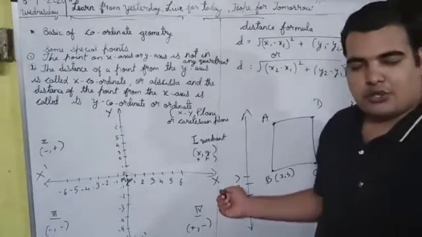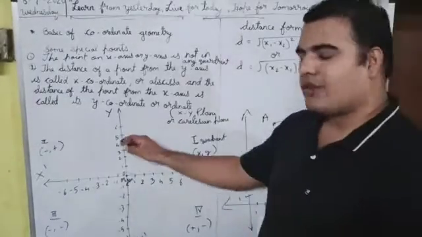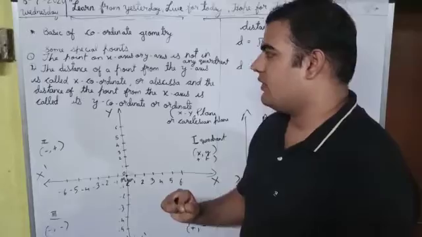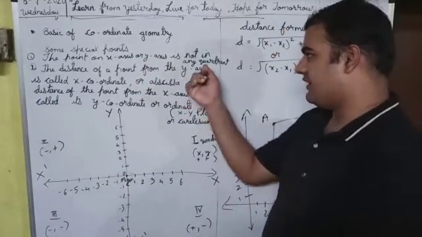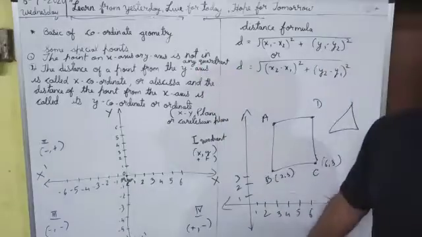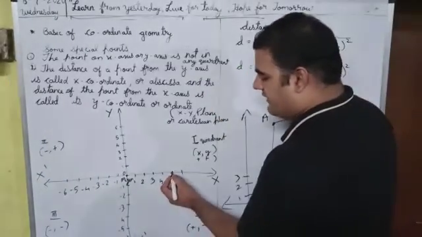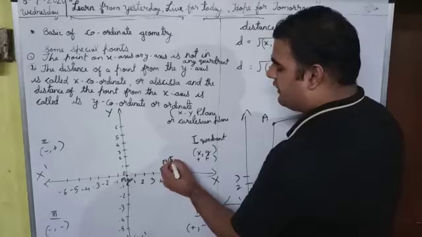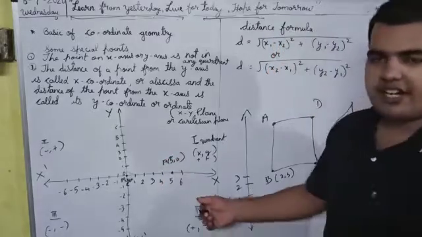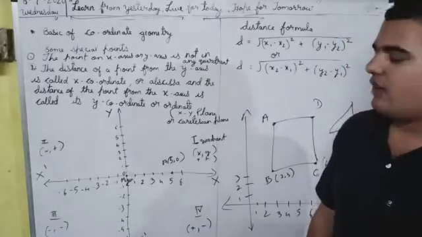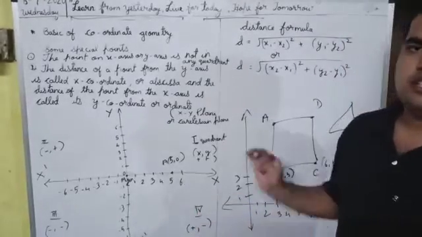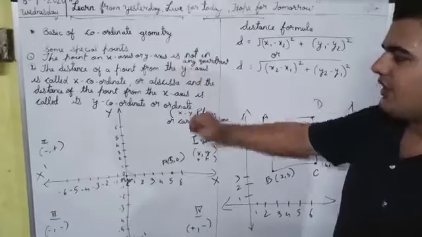Now x is also known as abscissa and y is known as ordinate. These were the names. Now the point on the x-axis or on the y-axis is not in any quadrant. If a point A is 5, 0, in which quadrant does A 5, 0 lie? It doesn't lie on any quadrant, it just lies on the axis. So this is very important.